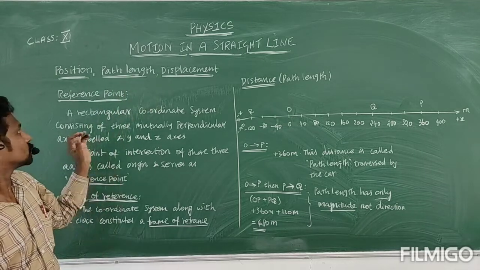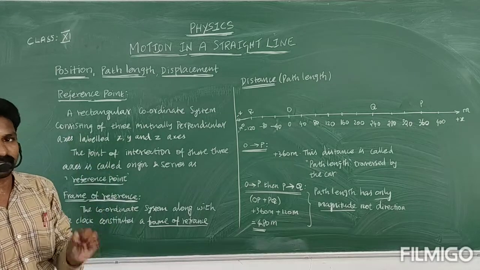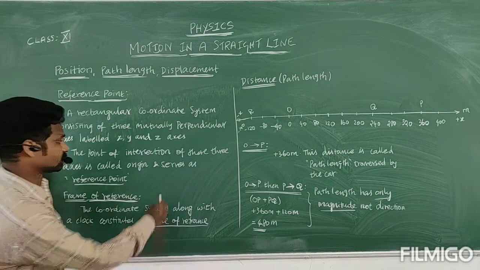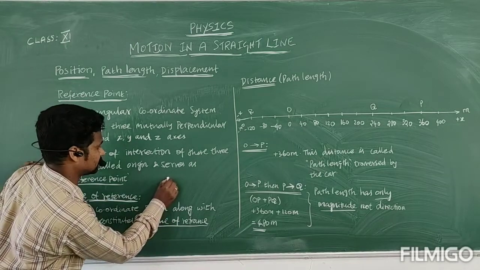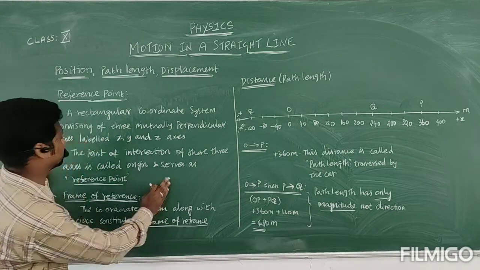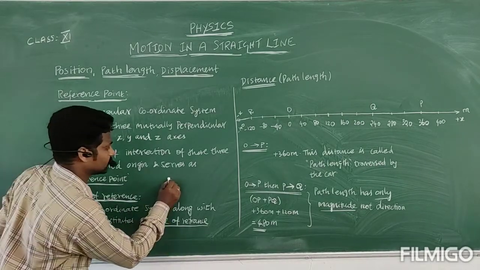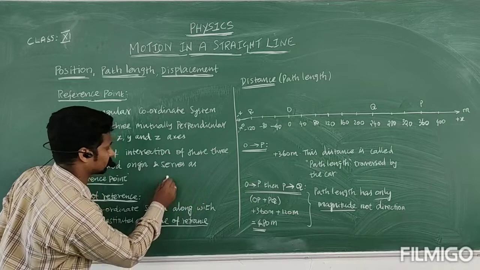The new topic is position, path length and displacement. Generally, position represents the place. Say for example, one particle is there. The particle is, for example, here. That's simply its position.